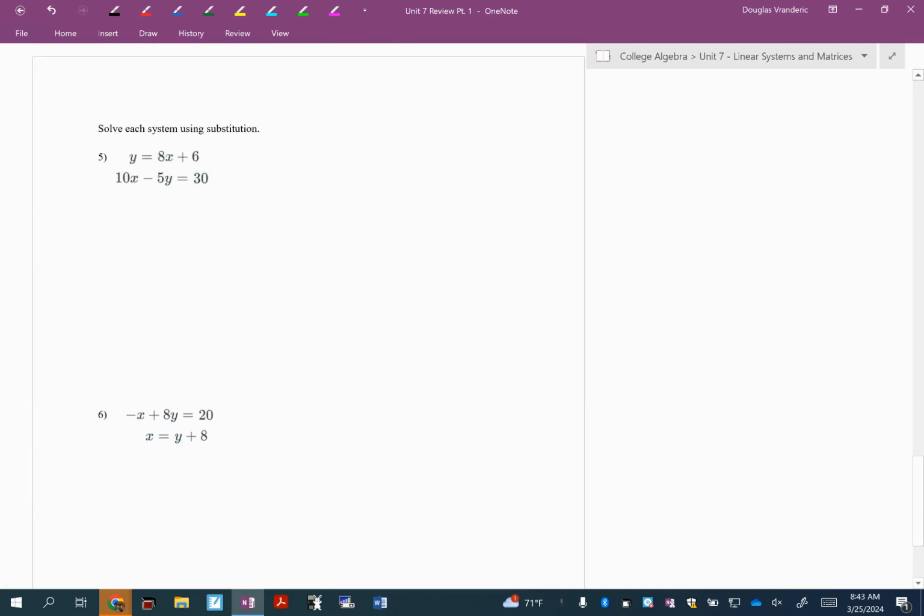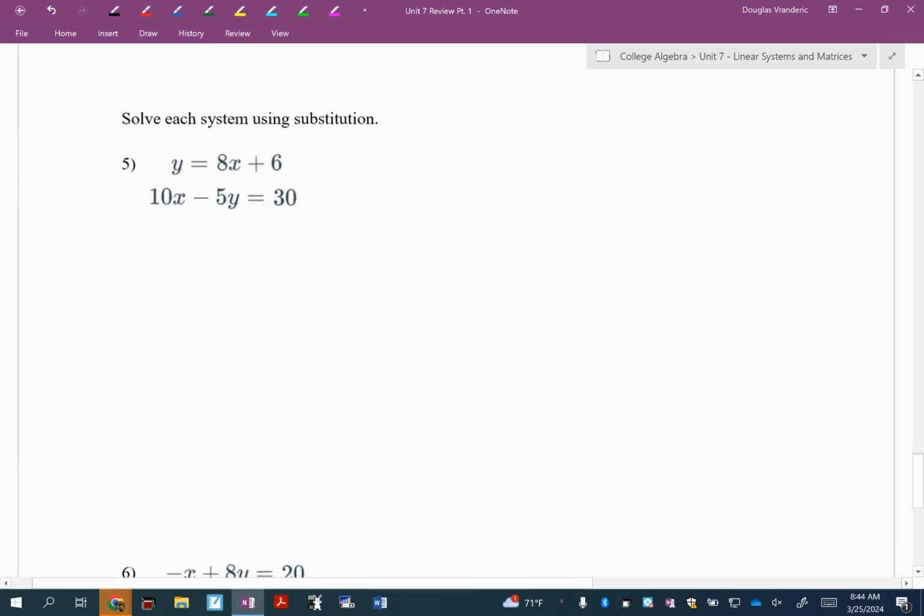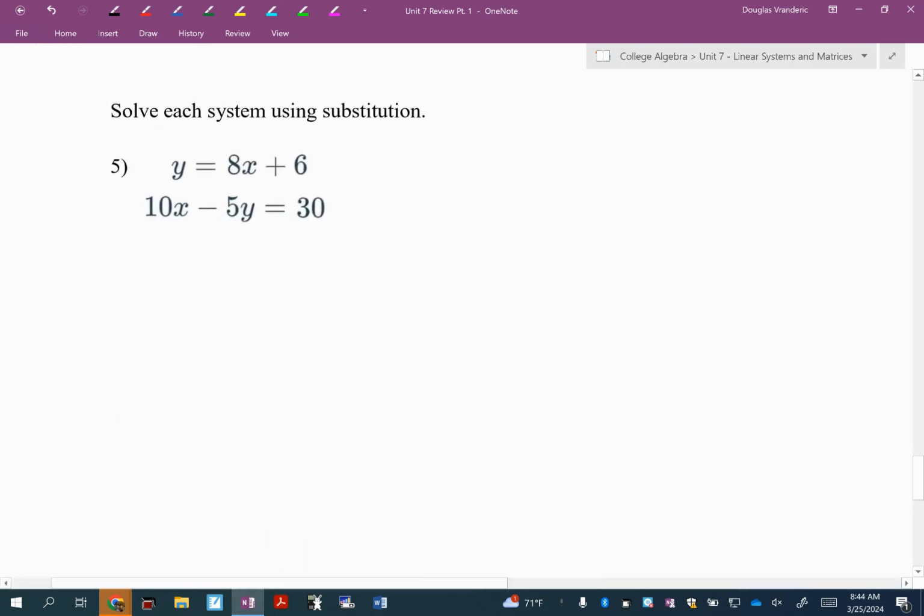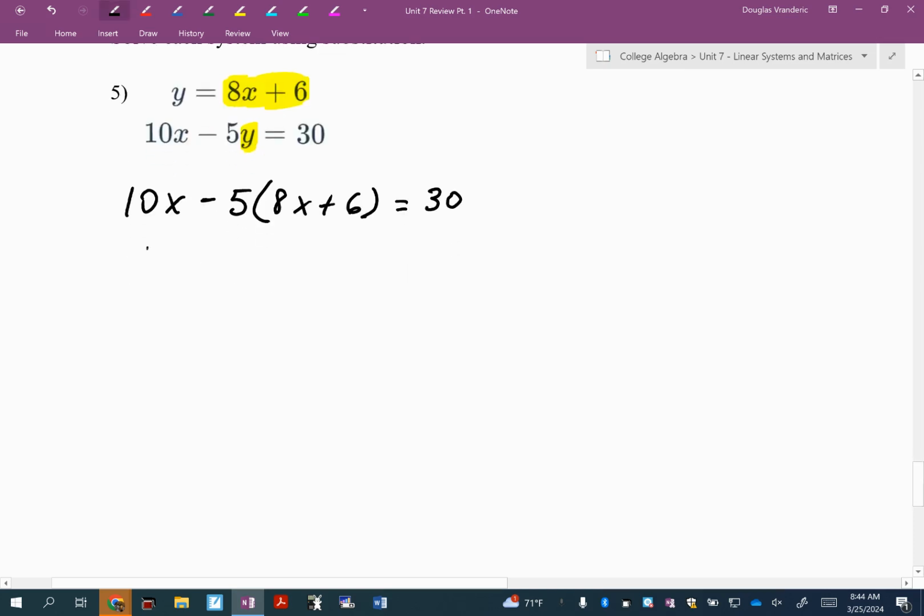Okay, now the last way is substitution. Now with these systems, the way that it's been working is I give you one of them that says x equals or y equals. So the idea is that if I were to highlight this y equals 8x plus 6, it's going to substitute where it says y in the other function. So I'm going to write 10x minus 5, but write parentheses to replace that y with what it's equal to, which is 8x plus 6, and then write equals 30.